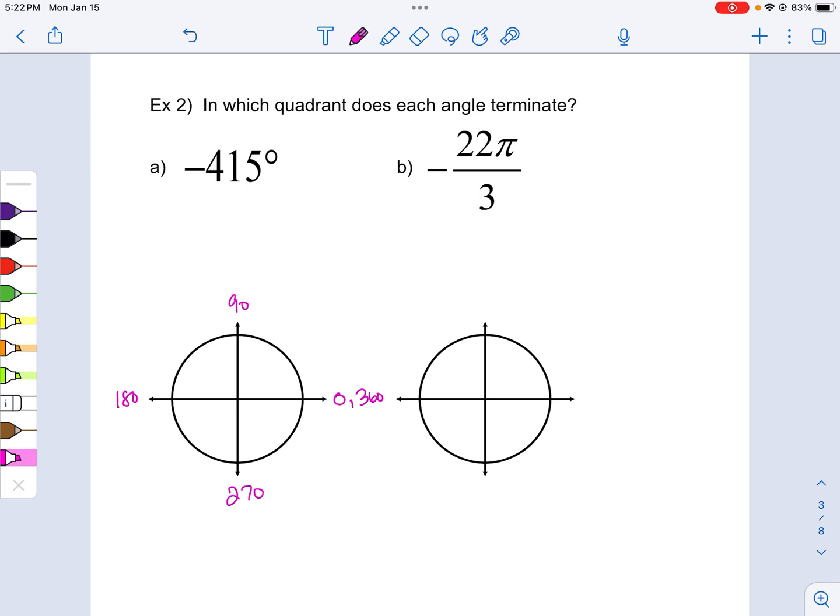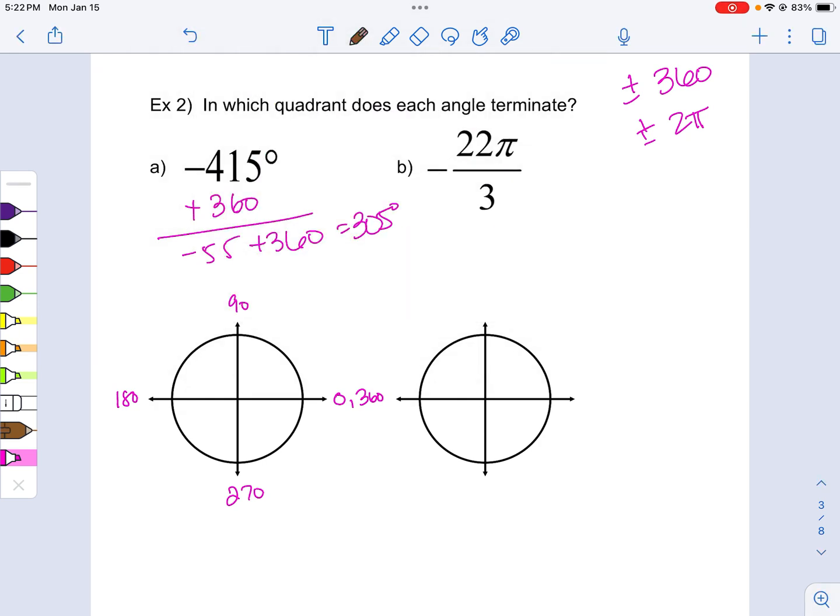So the way that we find coterminal angles is by adding or subtracting 360 if it's in degrees, or adding and subtracting some form of 2 pi if it's in radians. So the first thing I'm going to do is take that negative 415 in my calculator. I'm going to add 360, and that gives me negative 55 degrees. Well, I don't like that because it's still negative, so I'm going to add another 360 again, and that gives me 305 degrees.